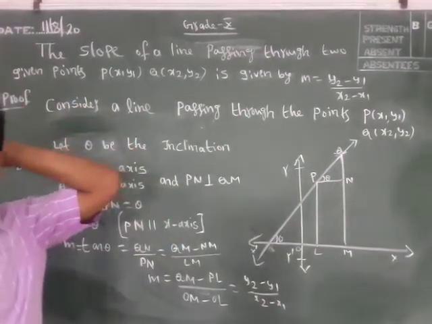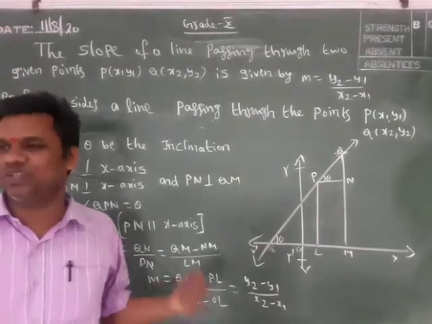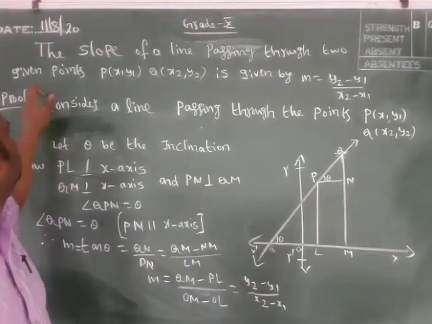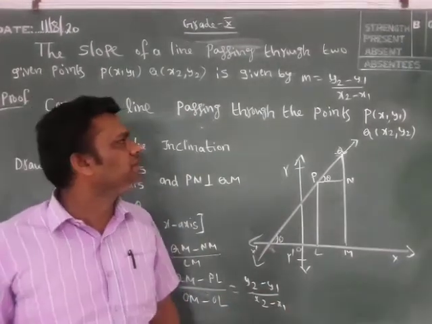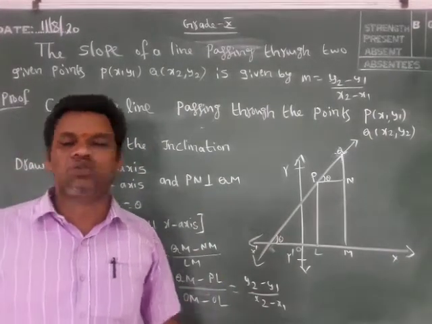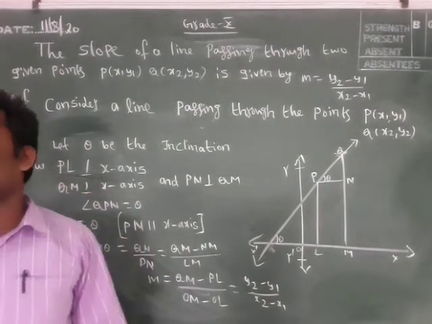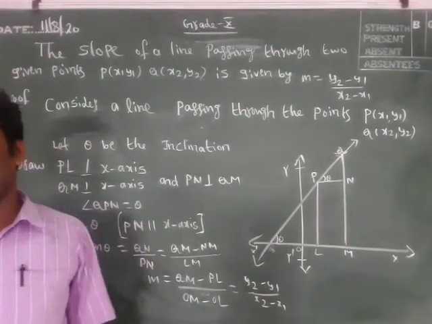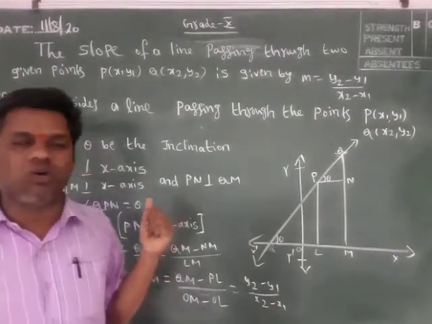Today we will see the slope of a line passing through two given points P(x1, y1) and Q(x2, y2). The slope is m = (y2 - y1)/(x2 - x1). If two points are given, we use this formula. How the formula came is what we are discussing today: the difference of y coordinates upon the difference of x coordinates.